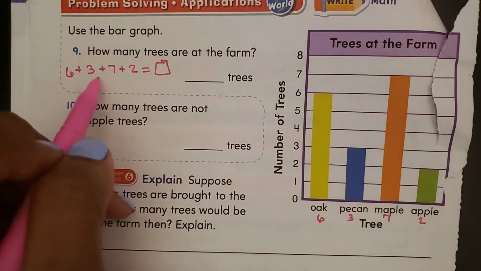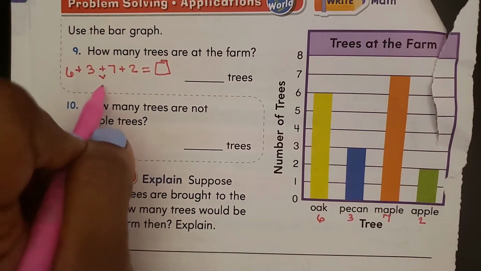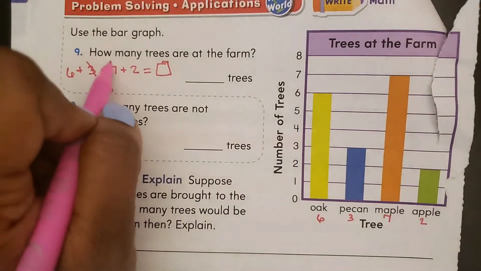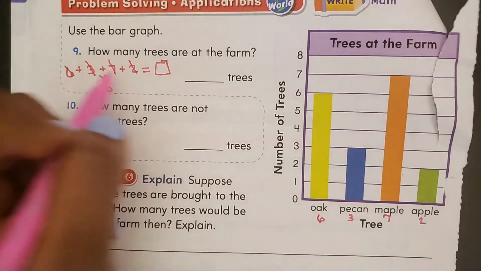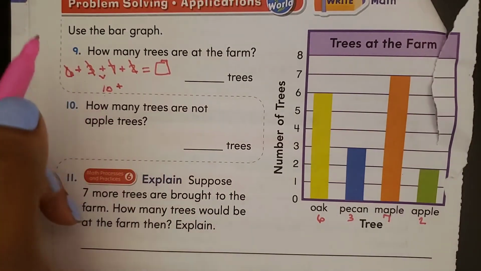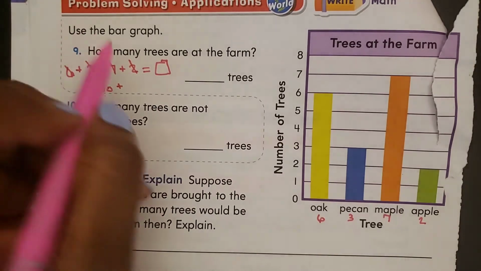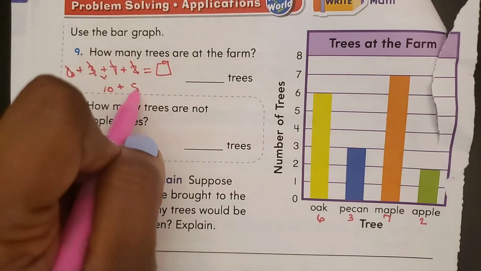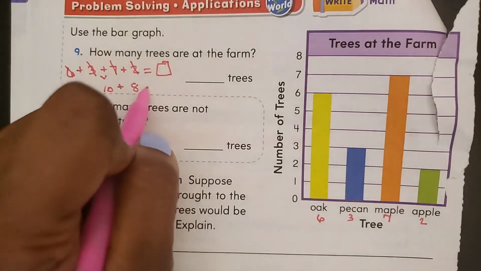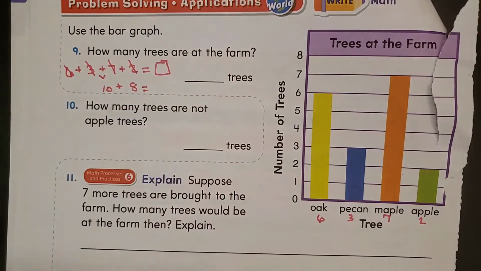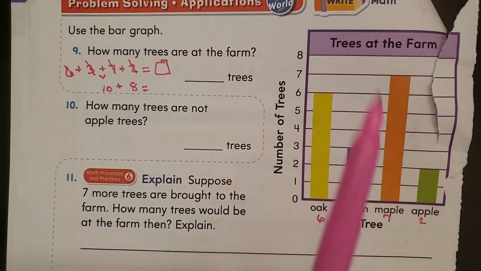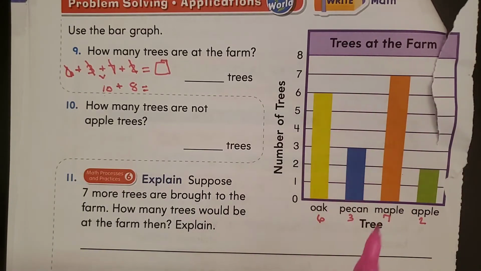I know that if I put 7 and 3 together, that's going to give me 10. And then I have 6 plus 2. What's 6 plus 2? Very good, my math fact friends. 8. So then I have 10 plus 8. And that will tell me the number of trees that we have on our farm, on our bar graph. Solve it and write it on the line when you're done.